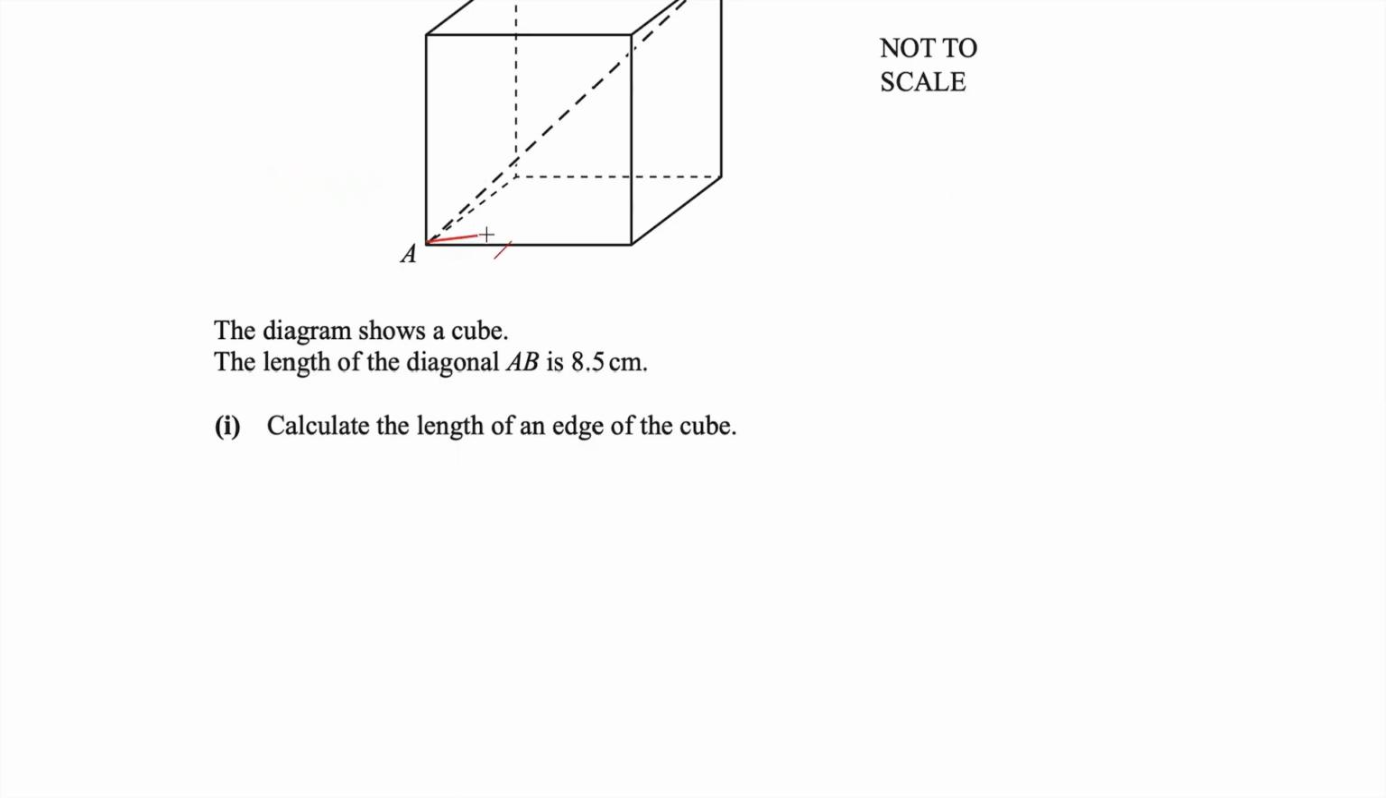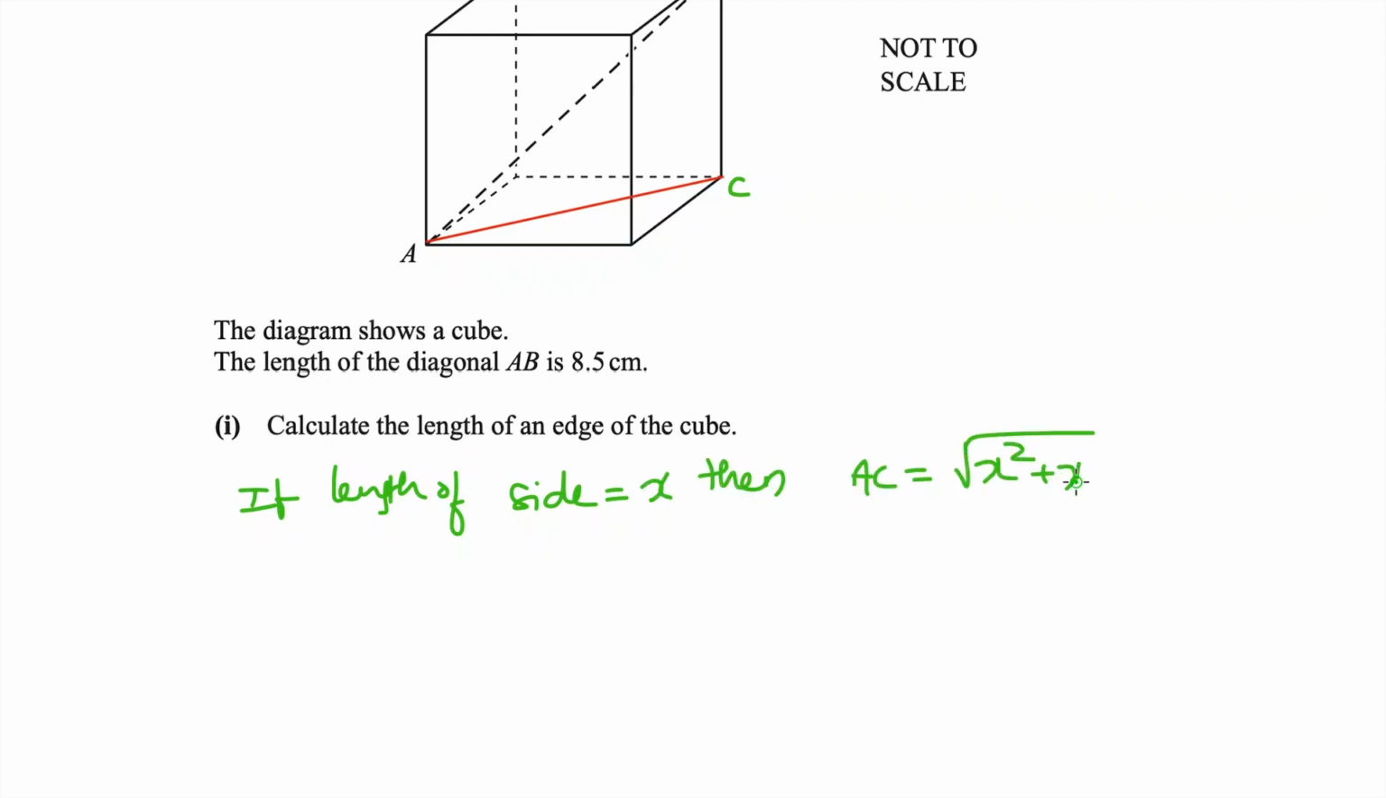Now first I will just take a normal diagonal of the face. So if length of side is equal to x, then AC will be equal to square root of x square plus x square, which is x root 2. x will come out common and what will remain is 1 plus 1, which is root 2.